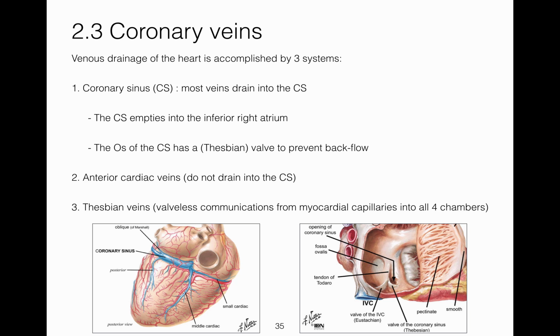The os of the coronary sinus, that is, its opening in the right atrium, is protected by the Thebesian valve to prevent backflow. Two smaller systems of veins: the anterior cardiac veins that do not drain into the coronary sinus, and the Thebesian cardiac veins, which are valveless communications from the myocardial capillaries into all four heart chambers.